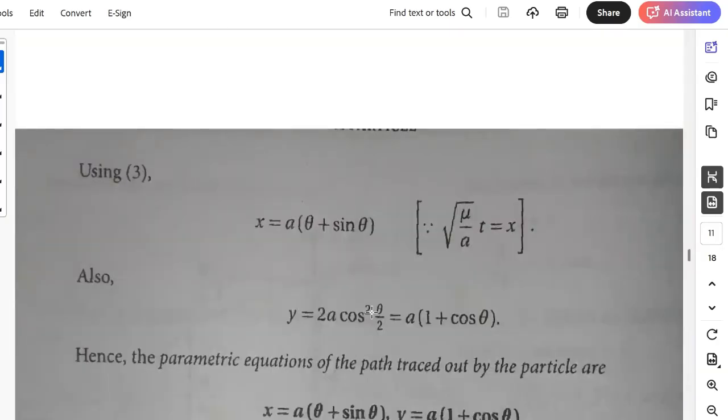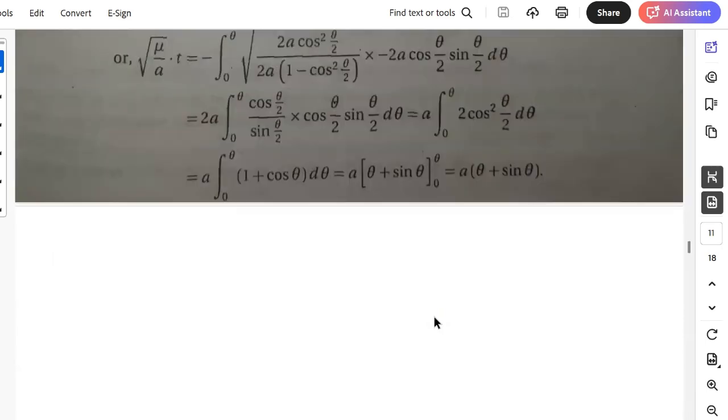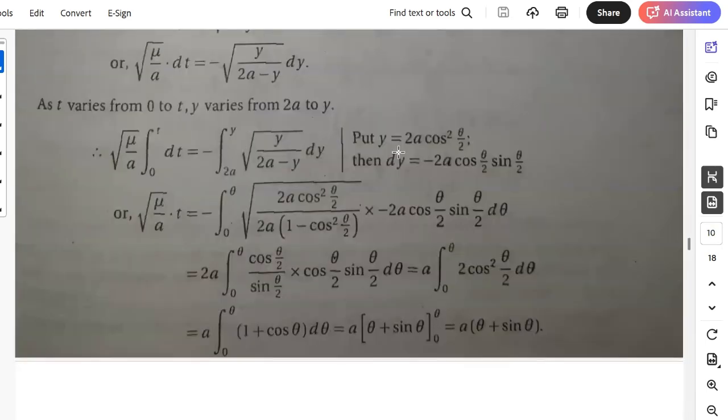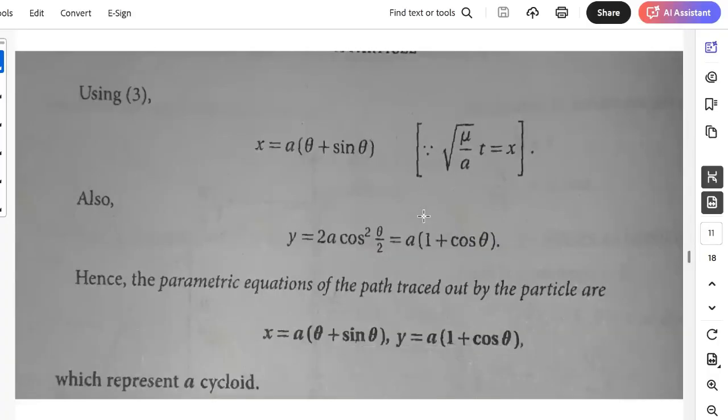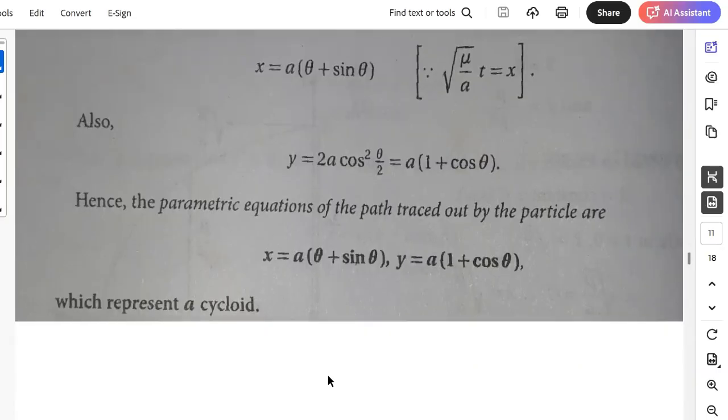And similarly, y equals, as per our substitution, a cos square theta. So you can easily guess it is a times 1 plus cos 2 theta, that is, 1 plus cos of theta by 2 here. So you are getting it like this. This is the parametric equation of the path traced by the particle, and obviously it represents a cycloid. So this ends the sum here.